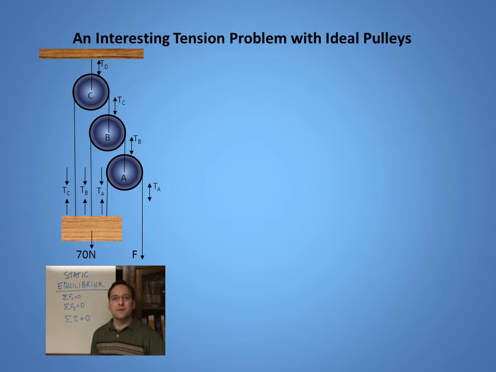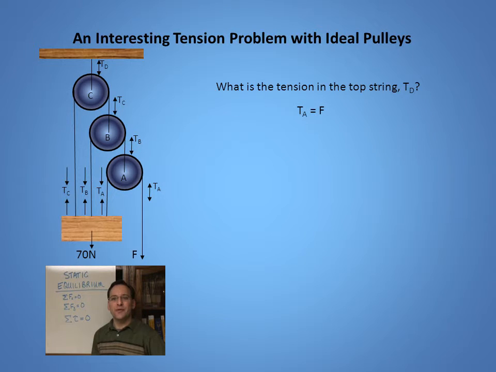Here we have an arrangement of fixed pulleys attached to a 70 Newton block of wood. We want to know the tension in the upper string attached to the ceiling at the top when this whole system is in static equilibrium, as seen in the picture. Drawing the forces in the picture allows us to see the tensions in each string more clearly.